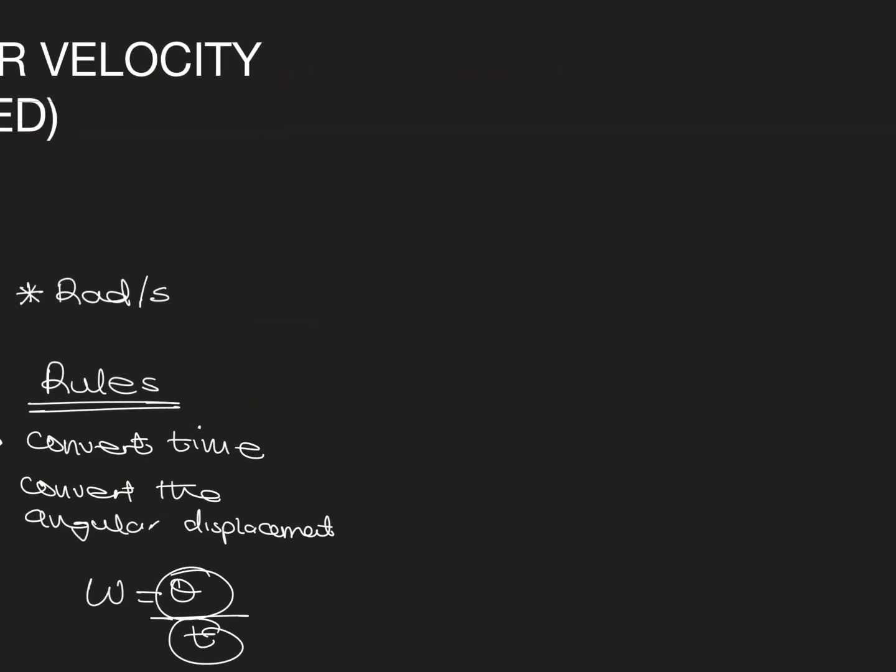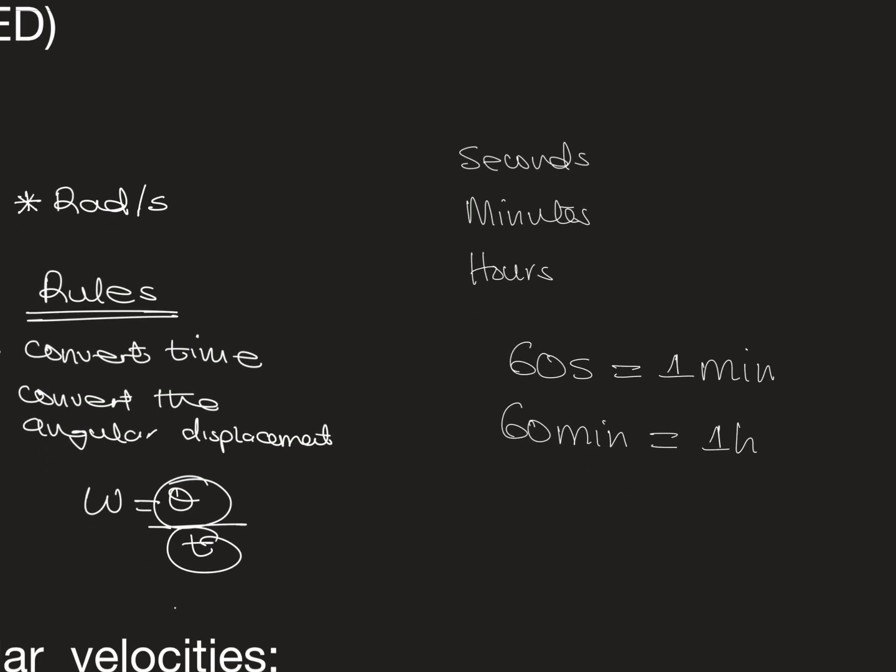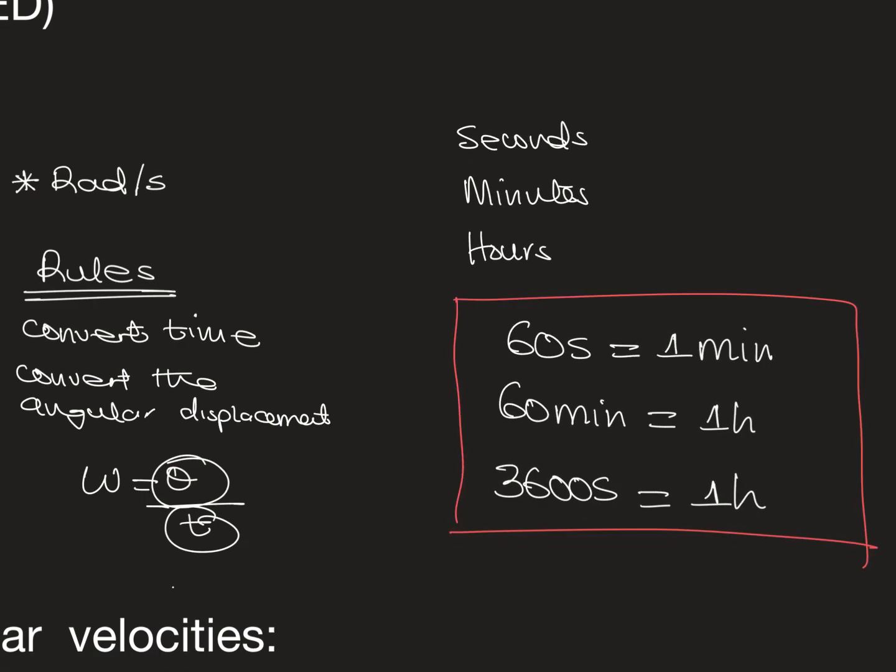Reminder, time can be expressed in seconds, in minutes, in hours. So it doesn't matter. You have to know that 60 seconds is equal to 1 minute and 60 minutes is equal to 1 hour and 3,600 seconds is equal to 1 hour. So you should be able to remember these always.